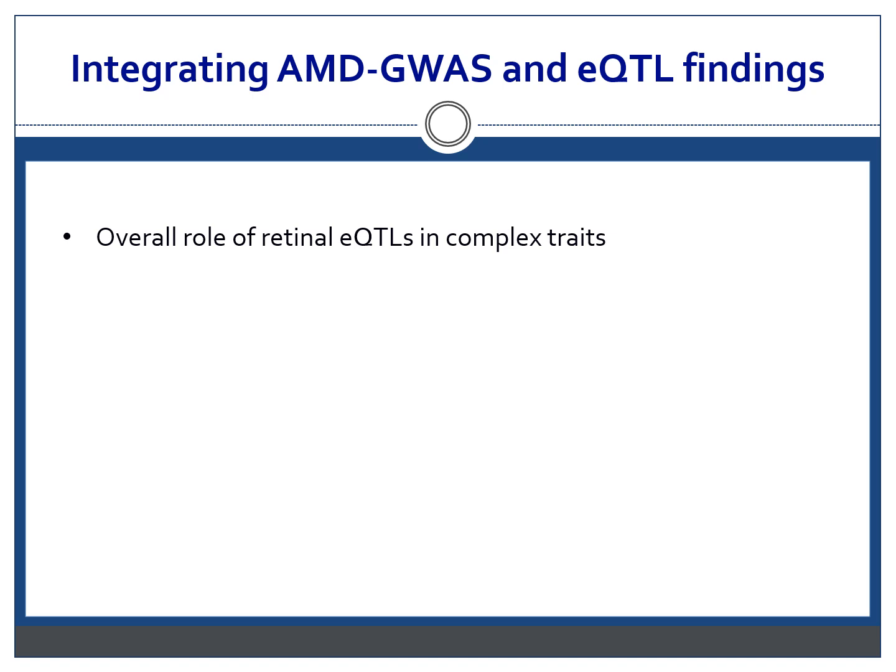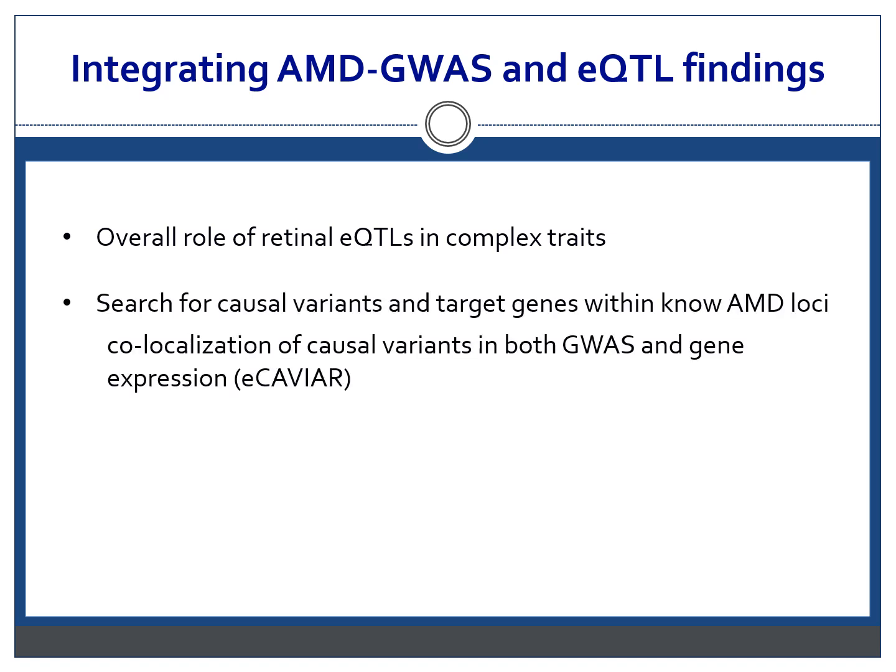Now we will review how we will use this eQTL data to understand their role in a complex trait, AMD in this example. Then how do we use this data to find the causal variant and the target gene for the known AMD loci, and how do we search for novel associations?